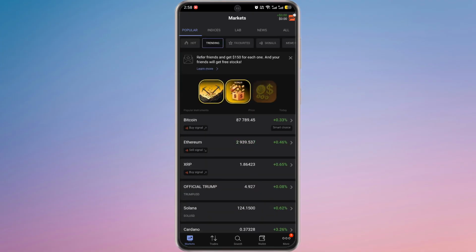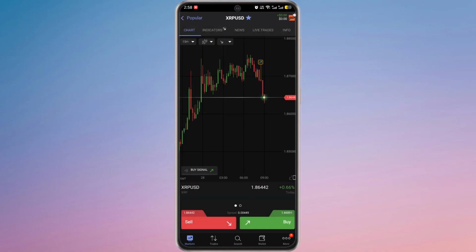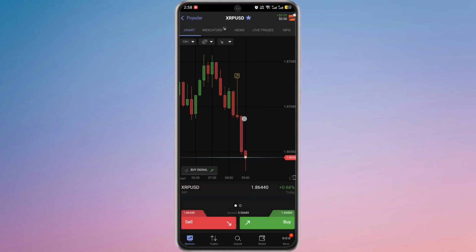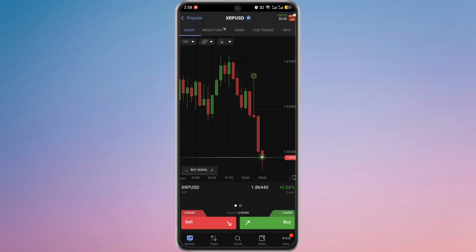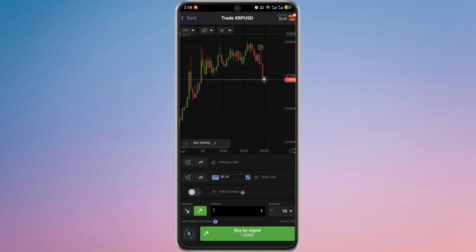Next, select the asset you want to trade, whether it's cryptocurrency, stock, or index. Tap on the chart to open detailed market analysis where you can access trading signals. These signals provide insights into market trend, potential entry and exit points, and suggested buy or sell action.